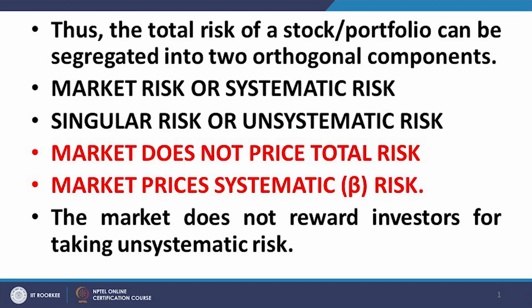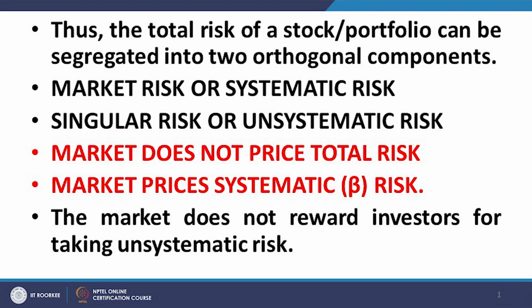So, the risk in R I that is due to the randomness of this residual term epsilon I is called the unsystematic risk. The randomness that percolates down to R I due to the randomness of R M is called the systematic risk, and the randomness that percolates down to R I due to the residual term epsilon I is called the unsystematic risk. And please note, as in the case of the single index model, these two sources of risk are orthogonal to each other. Thus, the total risk of a stock or a portfolio can be segregated into two orthogonal components.